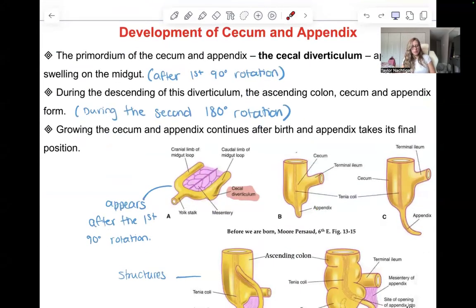Development of the cecum and the appendix. The primordium of the cecum and the appendix, known as the cecal diverticulum, appears as a swelling on the midgut after the first 90-degree rotation, which is shown here. So we went from that vertical axis to that horizontal axis. And this part was the cranial loop or the cranial end, and this was the caudal end. We see this diverticulum appear.